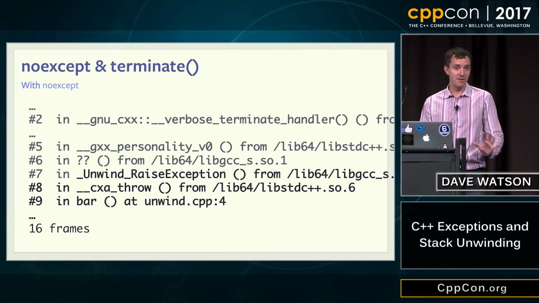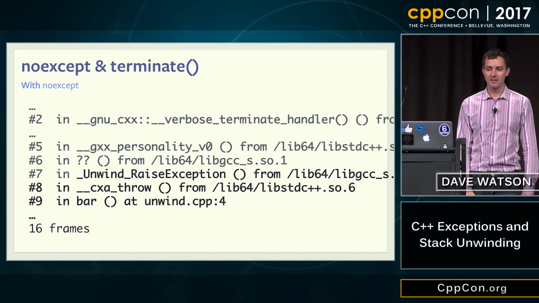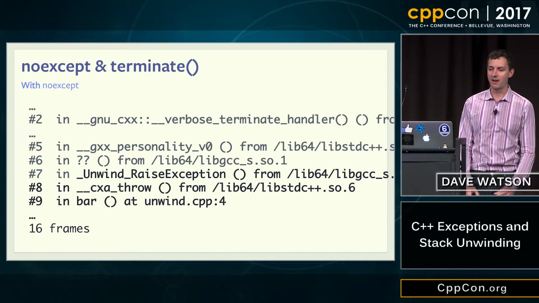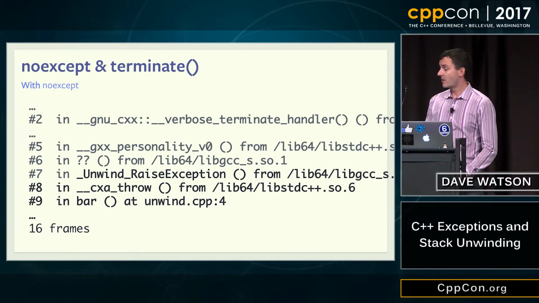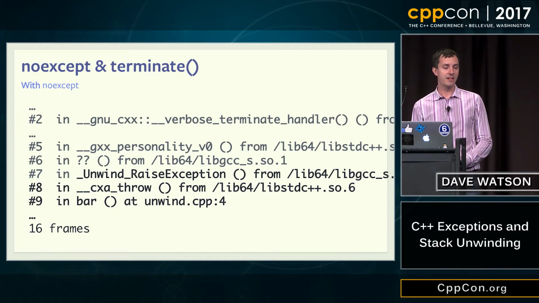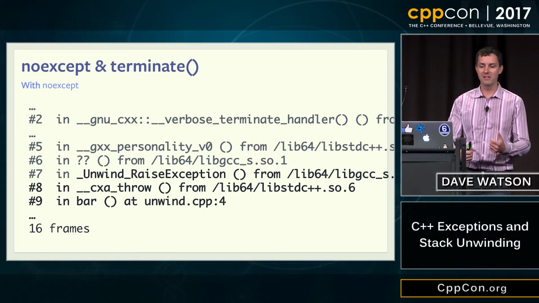It actually looks much different this time. Instead of 7 frames, we now have 16 frames, which is great. So what actually happened was the personality routine realized there was a noexcept in there, and there probably shouldn't be any exceptions being thrown. Instead, we immediately call terminate.